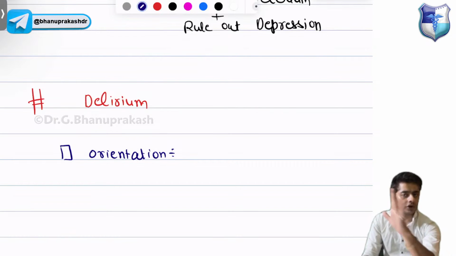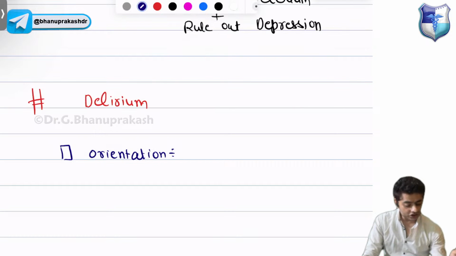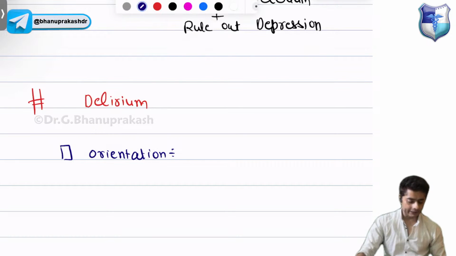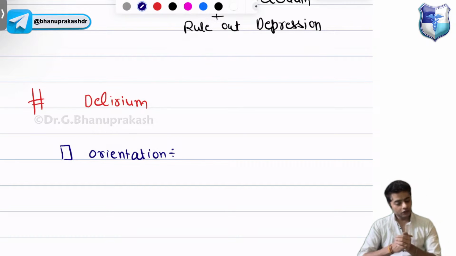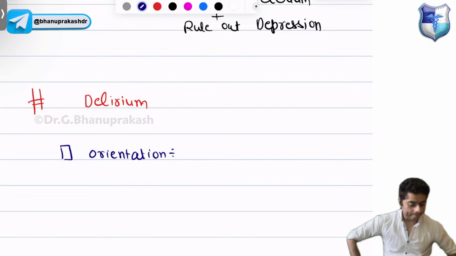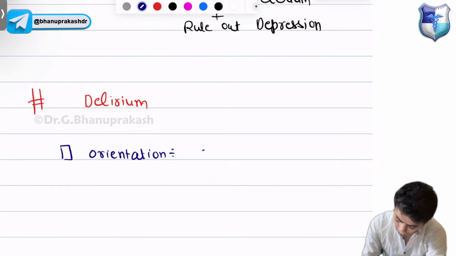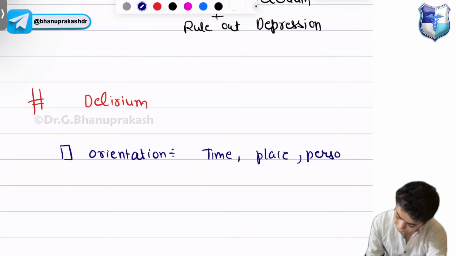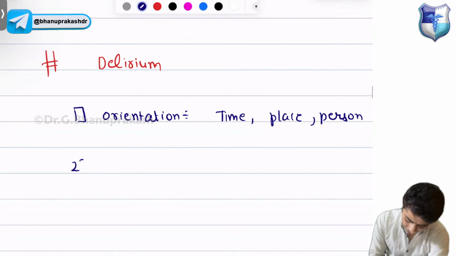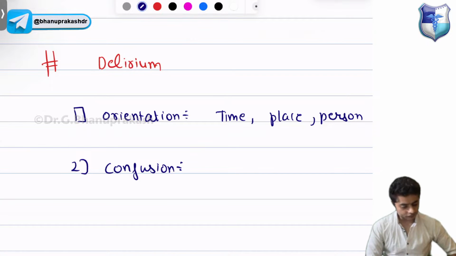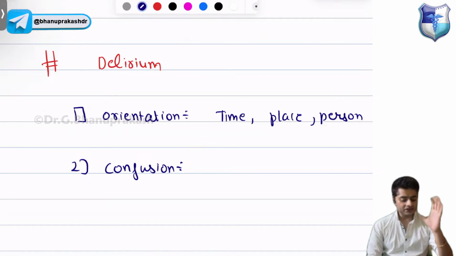When I am saying that Puneet is oriented, Madhumanjari is oriented, what do you mean by the term orientation? Anyone? We say, when we are doing CNS examination, oriented to time, place, and person. Very good. It is oriented to time, place, and person. Okay, very good. Now tell me, when do you call that person confused?